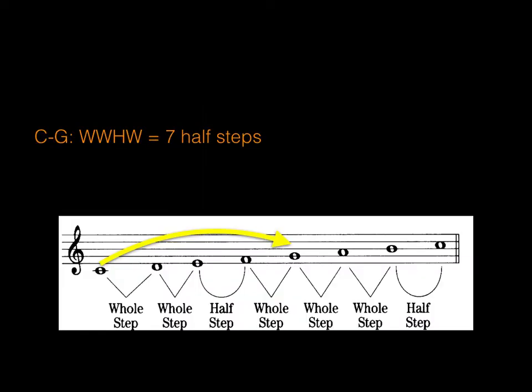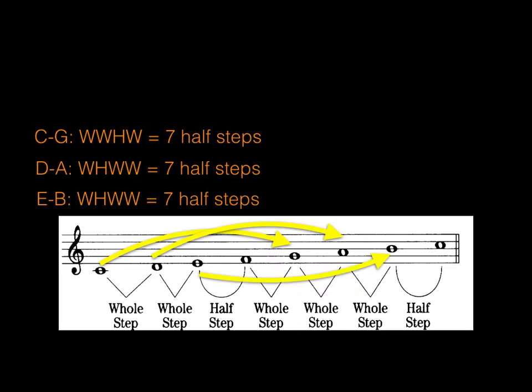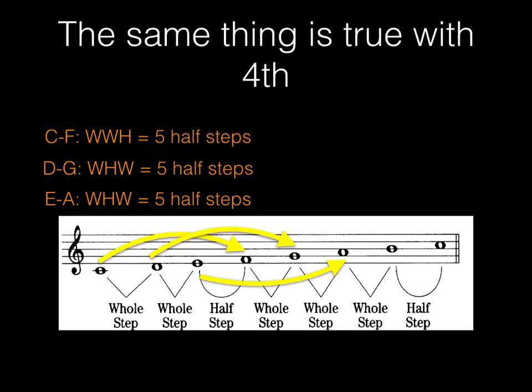Let's look at C to G, which is 7 half steps. It's also a fifth. C, D, E, F, G. Fifth, 7 half steps. If you go D to A, it's also 7 half steps. E to B is also 7 half steps. So you keep coming up with 7 half steps, and that's why we call this perfect, because there are so many of the same quality.